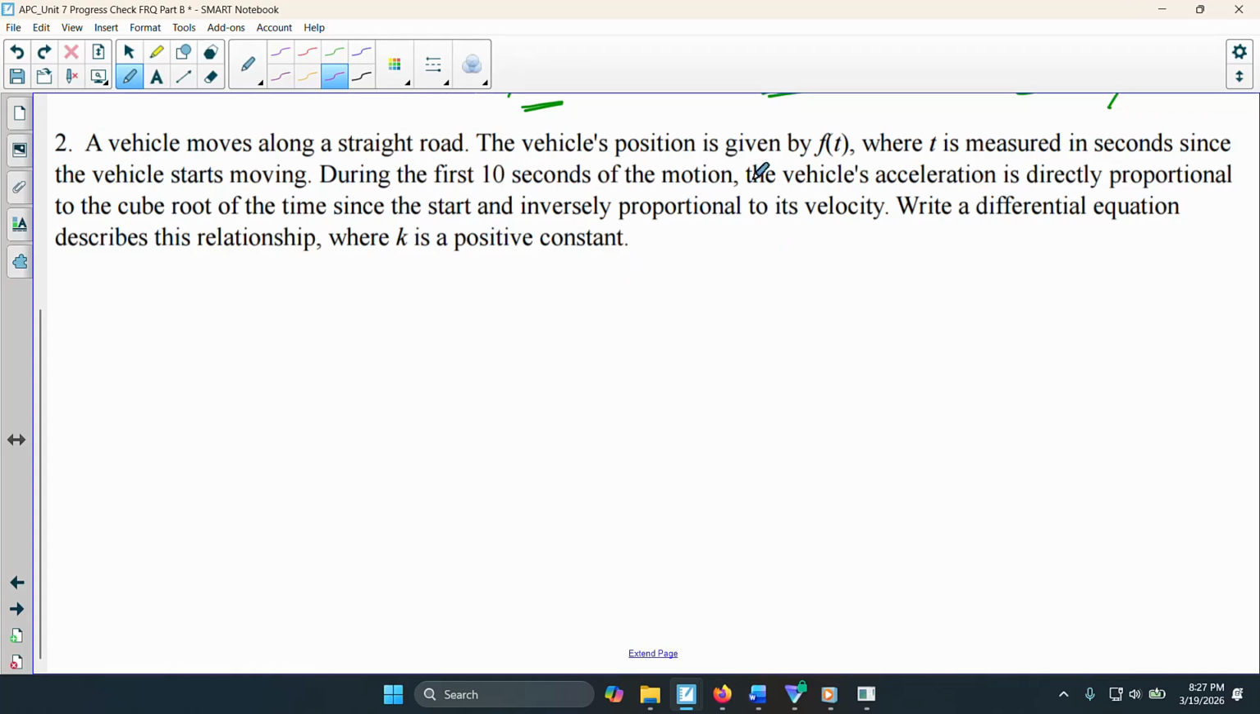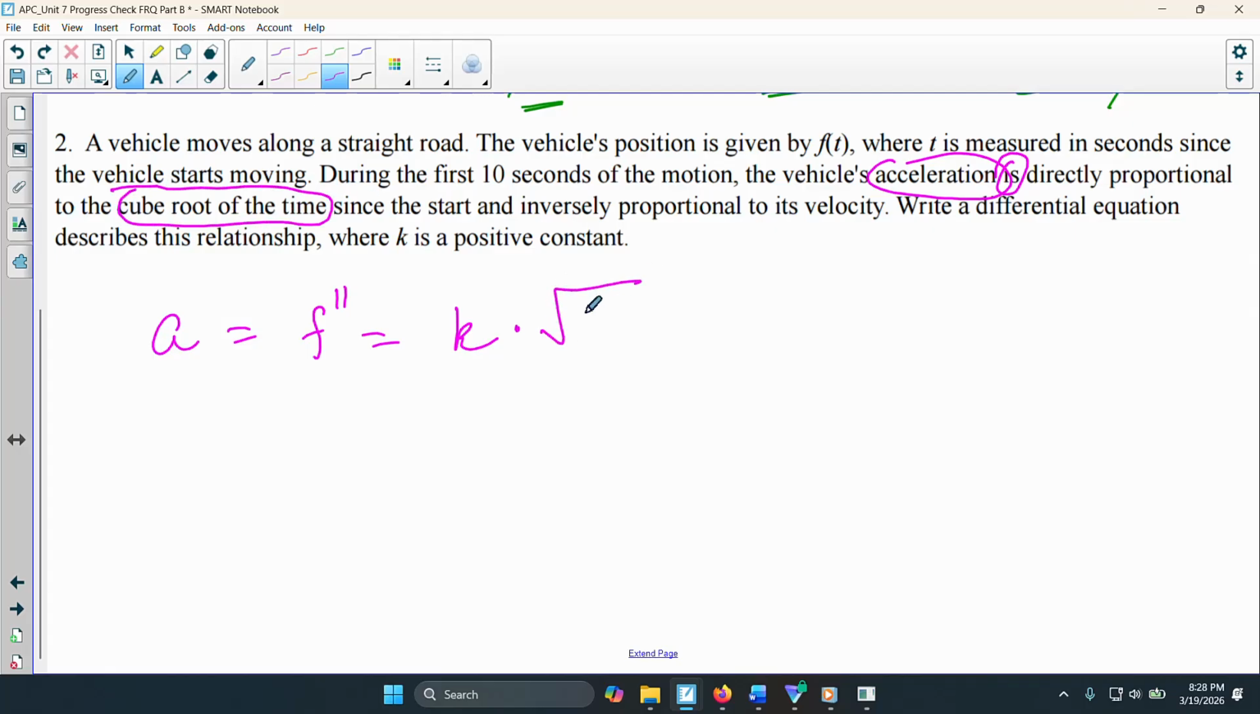All right, so during the first 10 seconds, the vehicle's acceleration. So acceleration, well, of t, I can just write a. But remember what acceleration is relative to the position. This is the f function, so this is f, like a position, f double prime. And it's equal, the word equal is directly proportional. So it's k directly proportional to the cube root of t, of time.